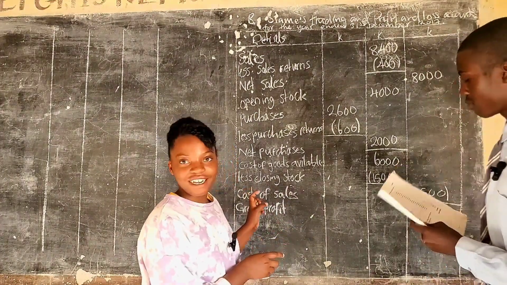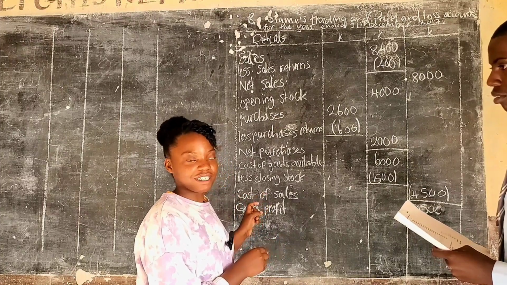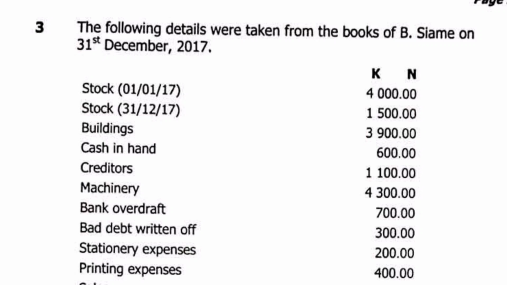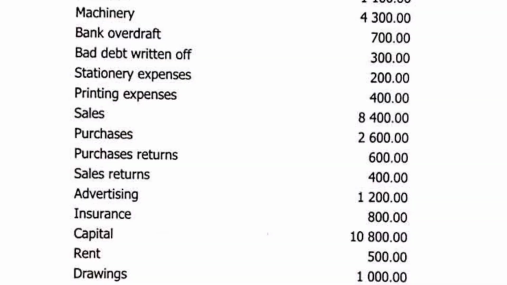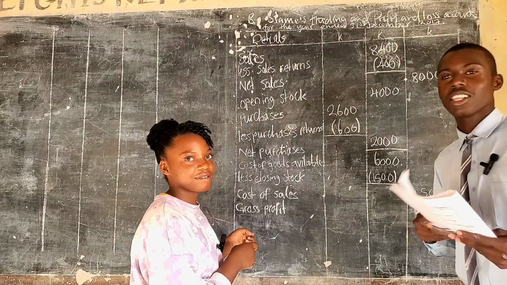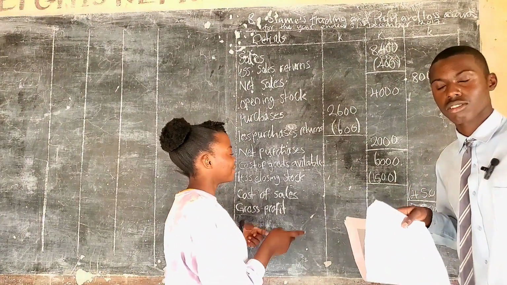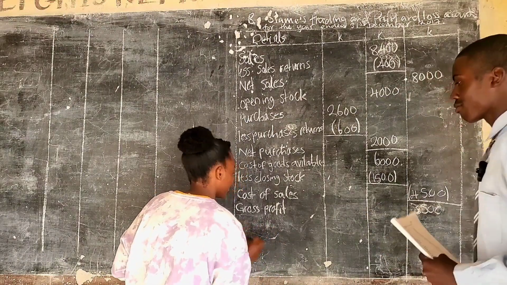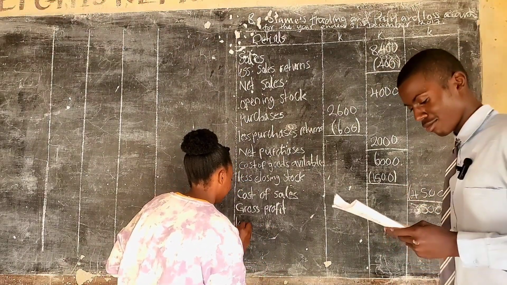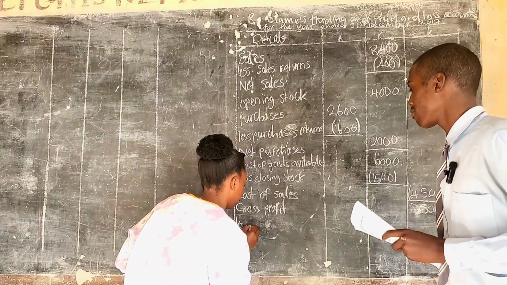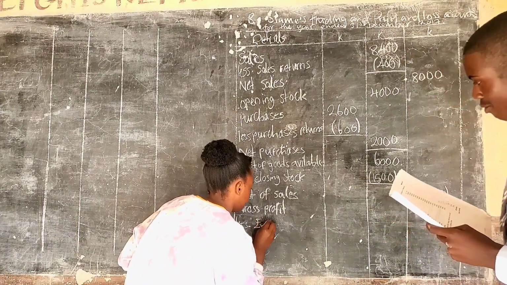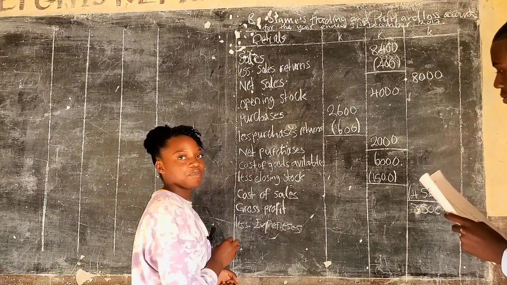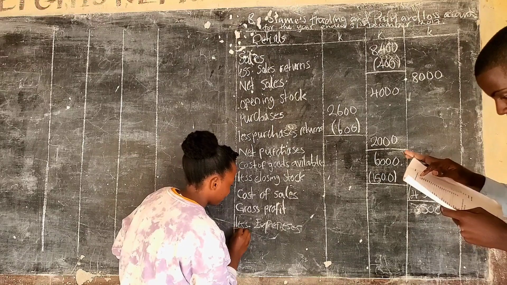So we're done with the trading account. We're now going to the profit account. Moses, please check for us if we've got any incomes. Guys, we don't have any income, so we just go straight to expenses. We'll say less expenses. It's more like a title.